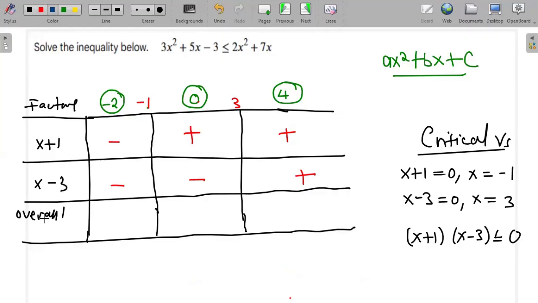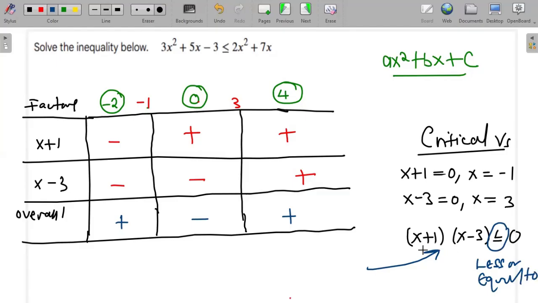It's time to find the overall. To find the overall, you're just going to be multiplying. So negative multiplied by negative, I get positive. Positive and negative, I get negative. Positive and positive, I get positive. Okay, done. Now once you complete your sign graph, you have to go back and check the sign that you had in your inequality, when it was in terms of the factors. The sign that I had there was less than or equal to.